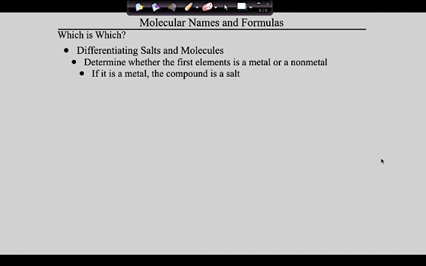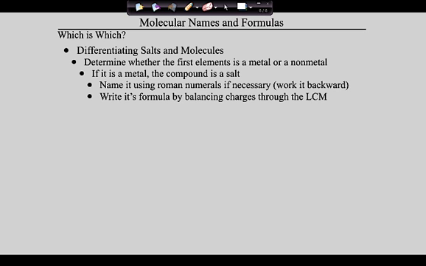What if it's a metal? Well, if it's a metal, it's going to be a salt. And guys, how do we write the names for salts? We watch out for Roman numerals if we need them. How do we write the formulas for salts? By balancing the least common multiple and using parentheses if we need more than one of a polyatomic. I don't even know if you need to write that down because you already know how to do this, or you should. It might be a good reminder.